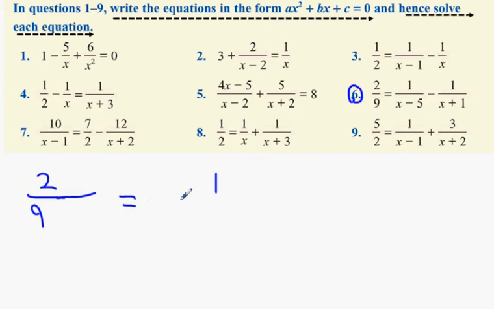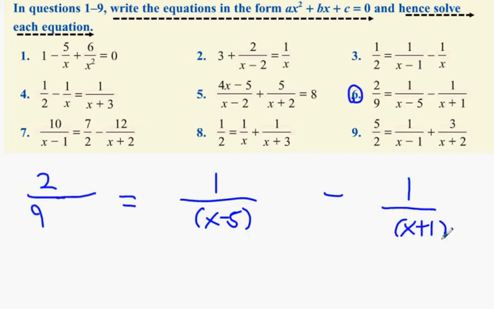equals 1 over x minus 5. I'll put the x minus 5 in the bracket. You'll see now why in a second. And then 1 over x plus 1. Now, guys, what do we need to do with both sides? What has to be the same? Denominator the same. How would you do that, Rory? Good man. And then you do that top and bottom, right? So you're not affecting the value of the fraction.